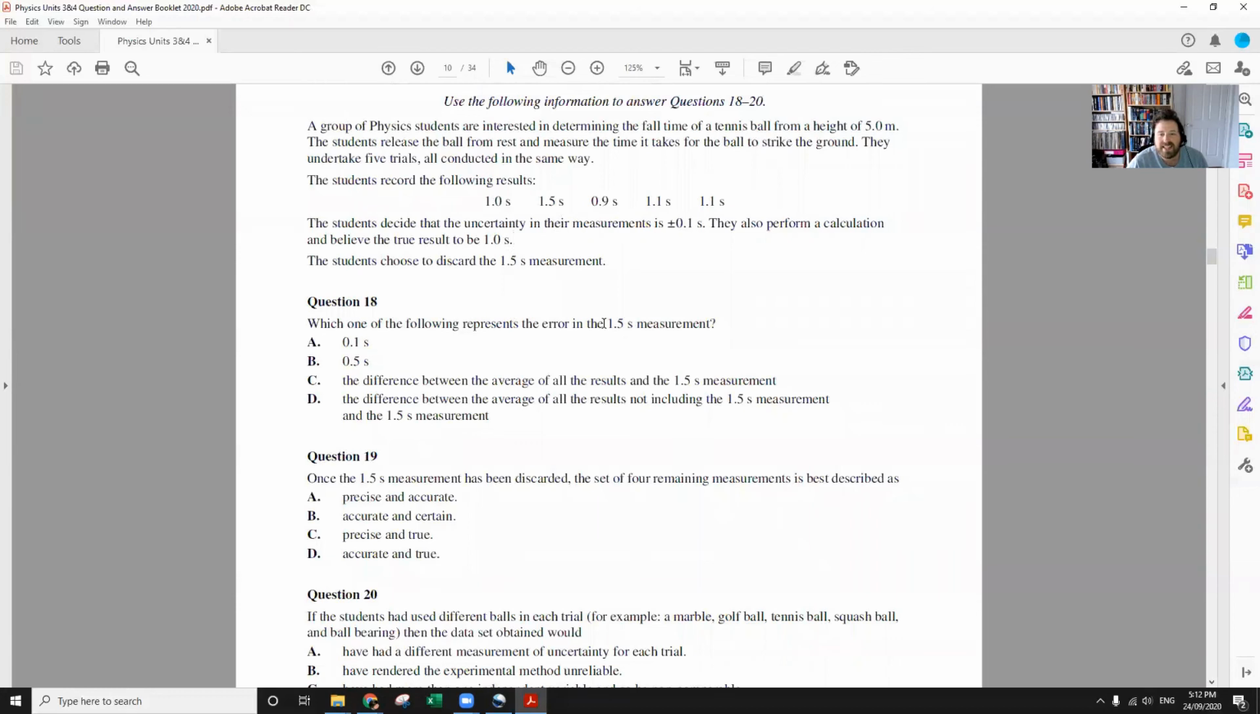Which one of the following represents the error in the 1.5 second measurement? So this is where this really plays a role. The actual error, so the error is the difference between what really happened and what was measured to happen. So the error in the 1.5 second measurement is what they want you to say is 1.5 seconds minus 1 second, because 1 second is the real value and 1.5 seconds was the measured value here. I would just say that that's wrong, and that's a misunderstanding of what errors are. But that's what they want you to do.